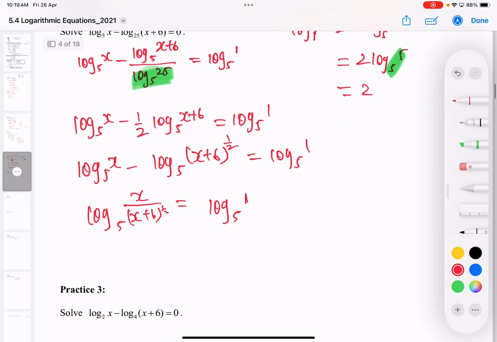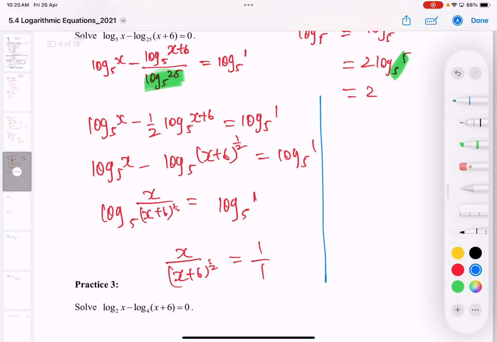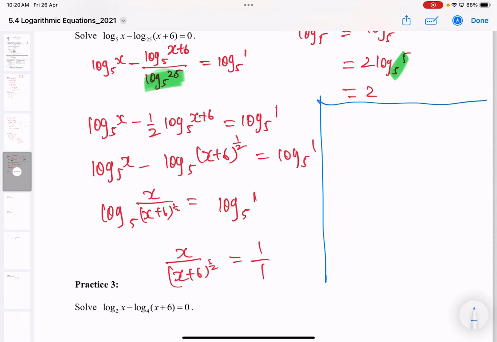Now that we get here, we can just compare the result, right? So therefore, x over (x plus 6) to the power of half is equal to 1 over 1. I purposely write the 1 as 1 over 1. Cross multiply. Let me change color. If you cross multiply, you're going to get x is equal to (x plus 6) to the power of half. Wow, then how to get rid of the half?